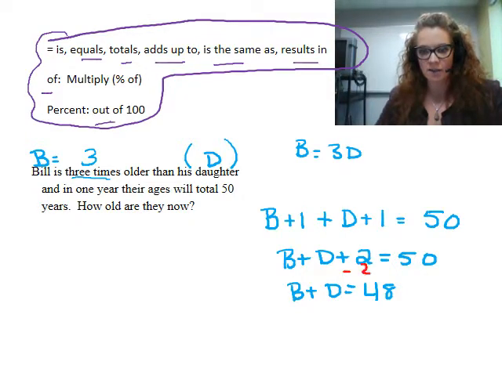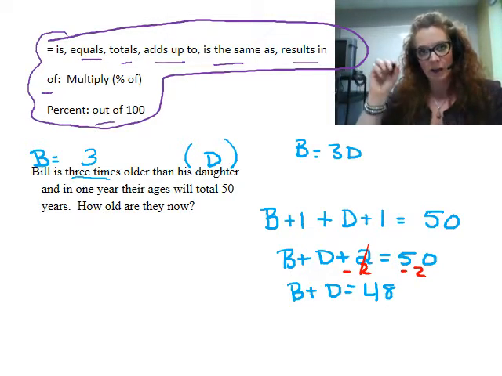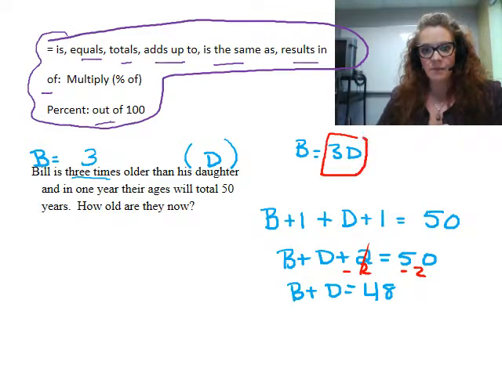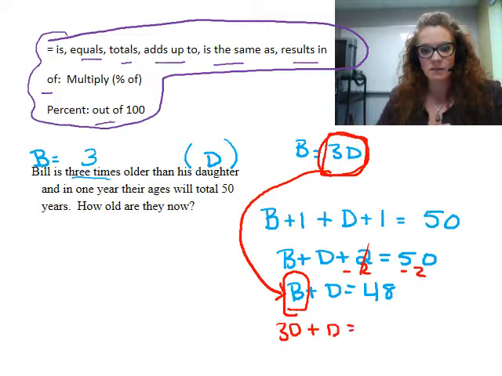I'm going to subtract 2 from this side and subtract 2 from this side. So those guys are gone. 50 take away 2 is 48. So I've just simplified that one. Now I'm going to go back up to that top equation, B equals 3D. So if these two things are the same, B is exactly the same as 3D, I'm going to take that 3D and I'm going to sub it in right there. So instead of putting a B here, I'm going to sub in something that's exactly the same. So 3D plus D is 48.